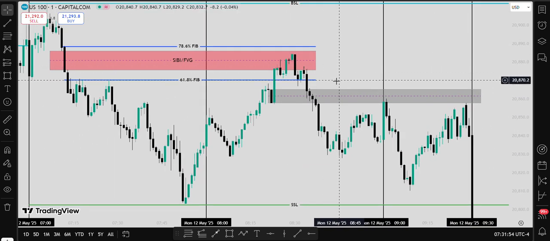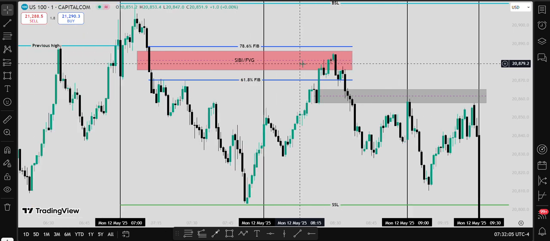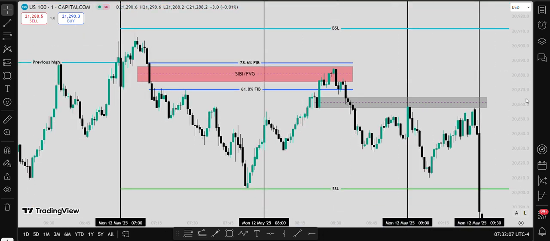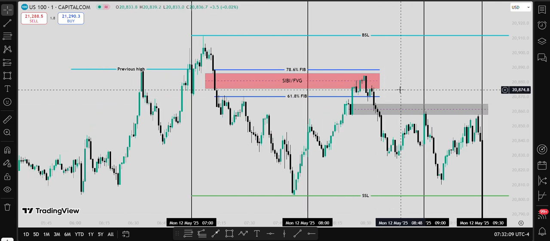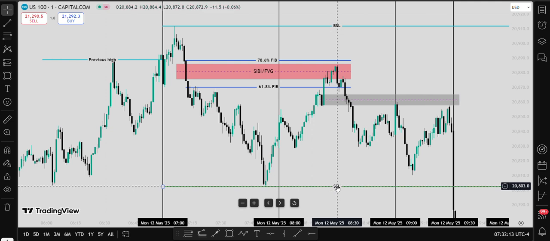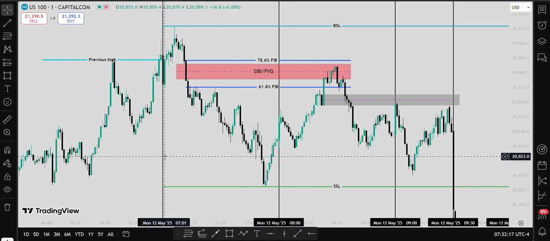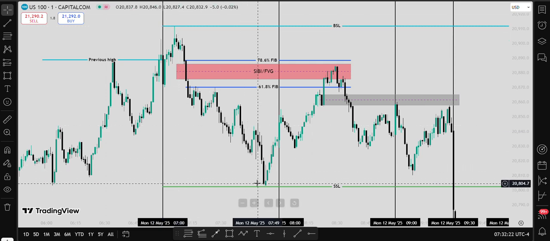you can see clearly that the bodies respected it, and it gave us a hint of where it wanted to go. Since it is respecting the SIBI, the liquidity that was supposed to be taken was this one, the sell side liquidity, because our aim is always to check between 7 and 8 where the equal highs and lows are.